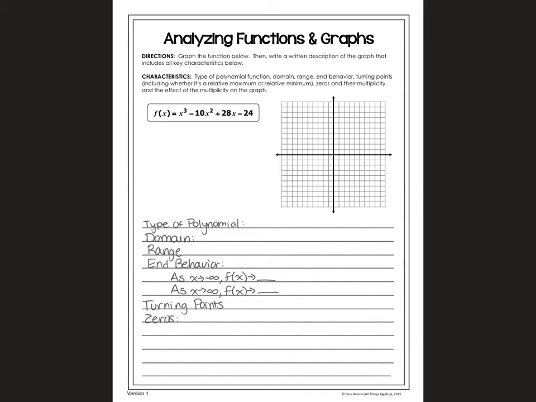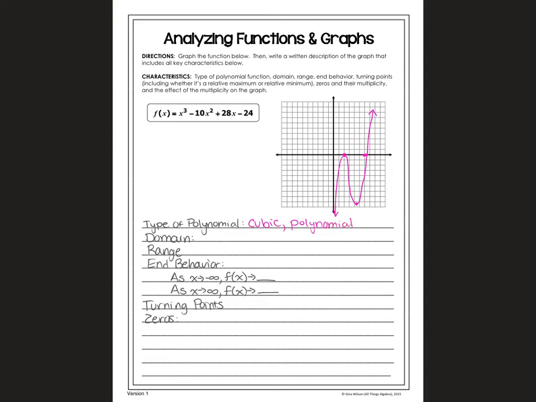Okay, so if you plot this function in Desmos, you will find that it will look something like this. Okay, this is what your graph should look like. Again, it's a rough sketch. So the type of polynomial, it is a cubic, because it's a degree of 3, and it has 4 terms, so we just call it a polynomial.